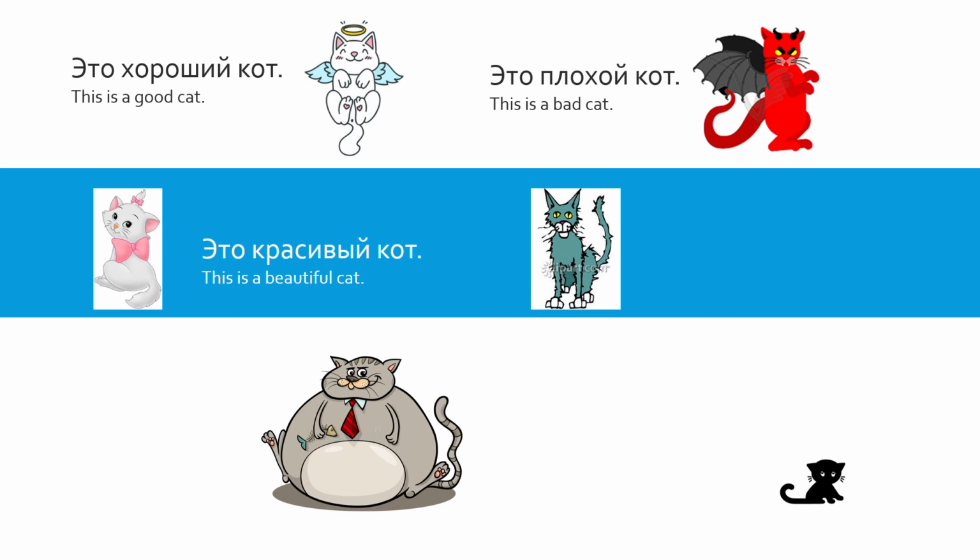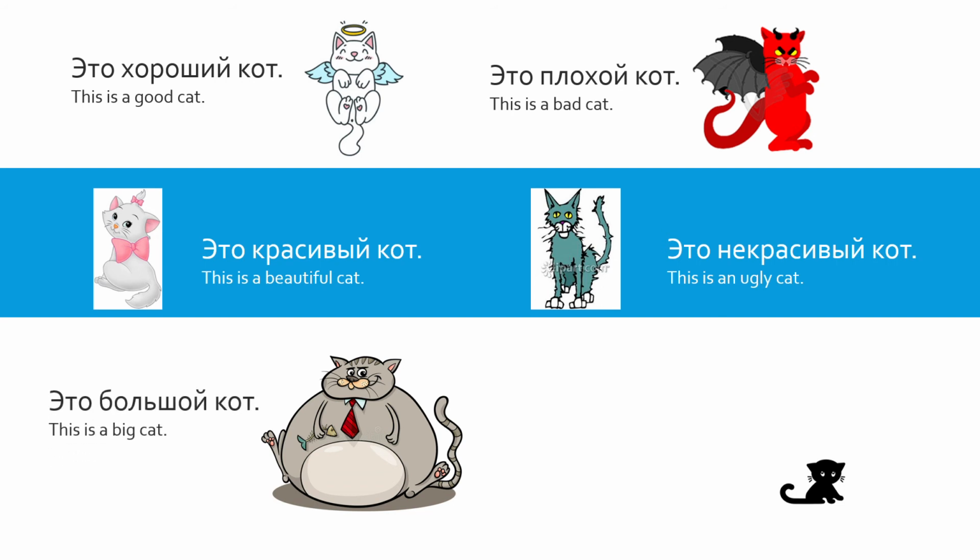So now the next picture is an ugly cat. Это некрасивый кот. Okay, and then bottom left, we've got a big one. Это большой кот. This is a big cat. And then finally, это маленький кот. This is a small cat.